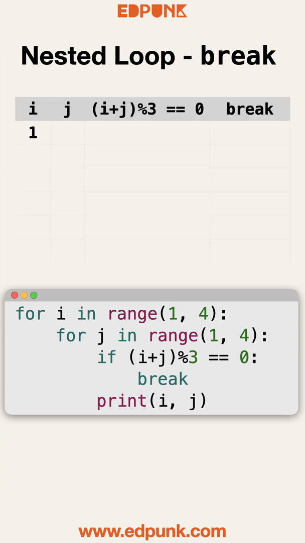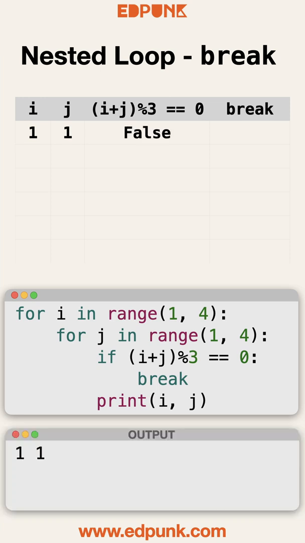When the value of i is 1 and the first iteration of j is 1, i plus j is 2. That is not divisible by 3. Hence, 1 1 is displayed as an output. Now, the next iteration of the inner loop assigns the value 2 to j. i plus j is 3, which is divisible by 3. Hence, the break statement is executed and the inner loop is terminated.